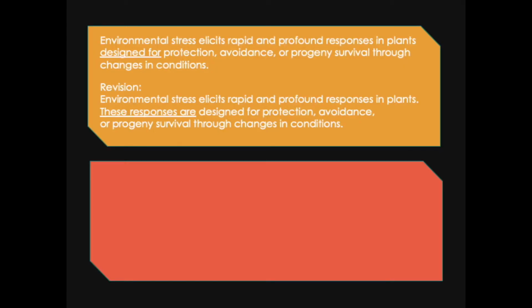So what I would suggest to these authors is to break it into two sentences. That's going to be the easiest way to solve this problem. Environmental stress elicits rapid and profound responses in plants. These responses are designed for protection, avoidance, or progeny survival.